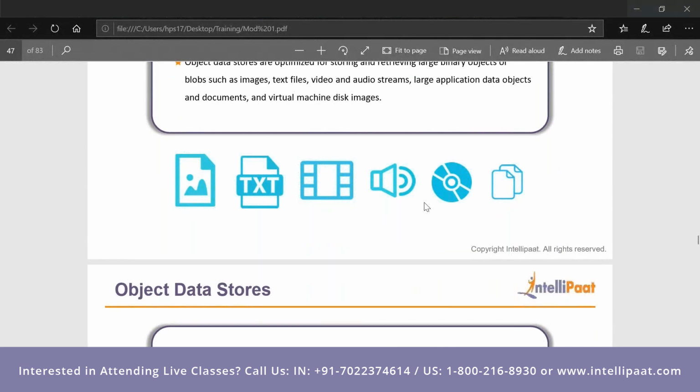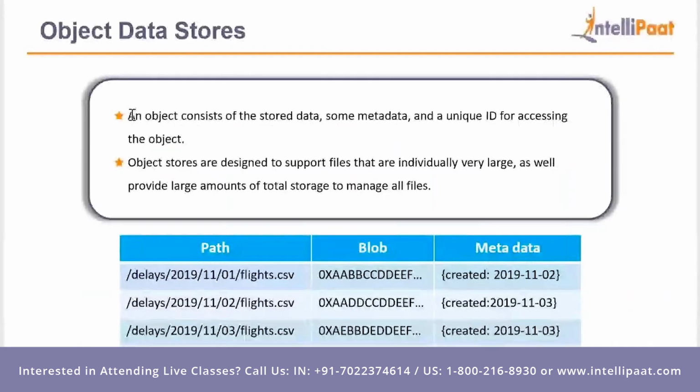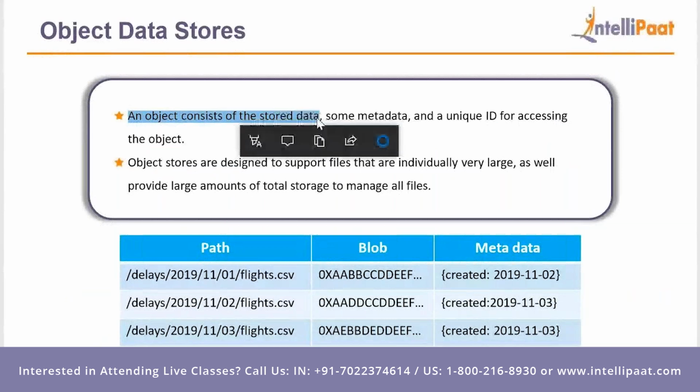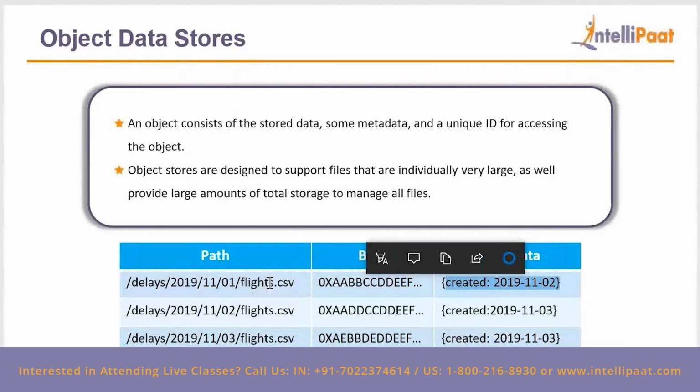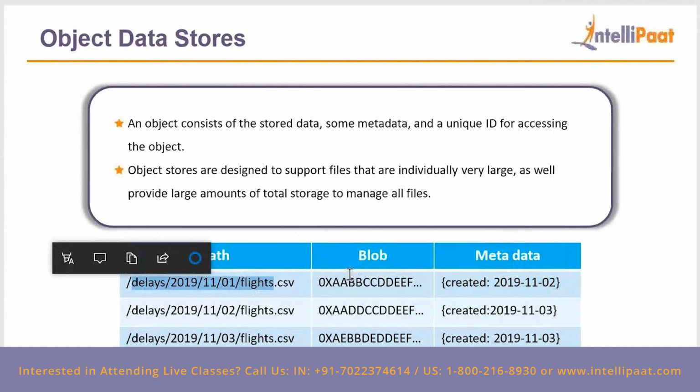Okay, so an object consists of the stored data, some metadata, and a unique ID for accessing the object. Okay, so this will be it. This is the path where your blob is, or from which it is getting read. This is your blob, and this is when it is created. So here we are reading a CSV file called flights.csv from this particular folder. We are reading it and storing it as a blob, and that was created at this particular time.